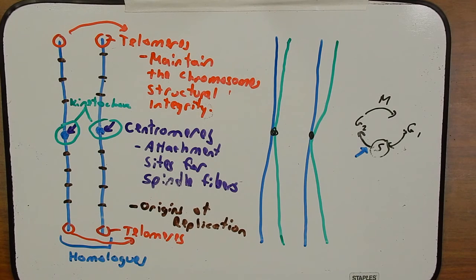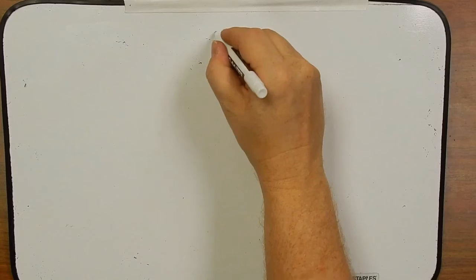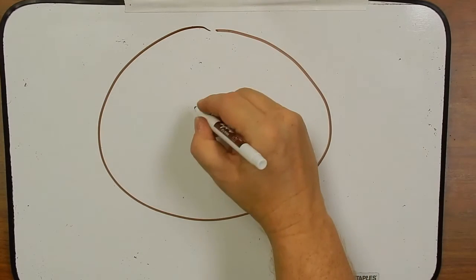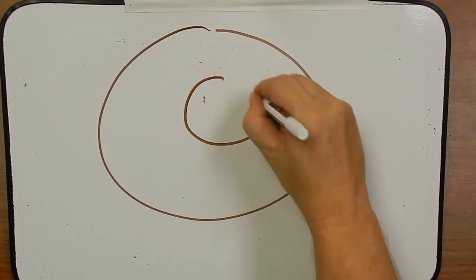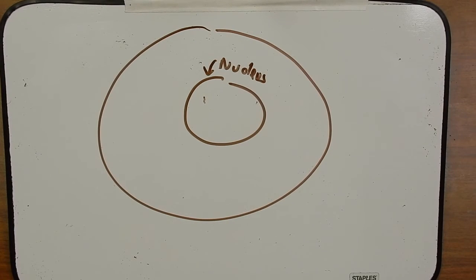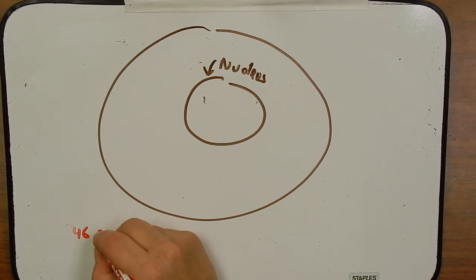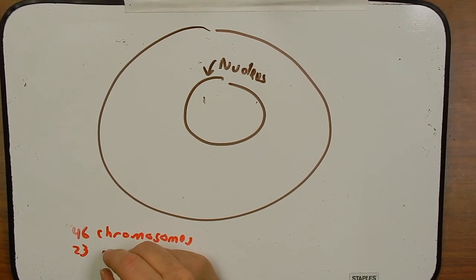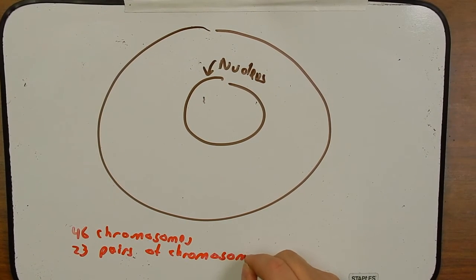So we've talked about how the DNA gets packaged into these chromosomes. The next thing I want to talk about is how are these chromosomes, these massive chromosomes, positioned in the nucleus. So if this is our cell here, and this is our nucleus here, how is it we get, say in humans, 46 chromosomes? Humans have 46 chromosomes. We could also say humans have 23 pairs of chromosomes. Both would be the correct way to say that.